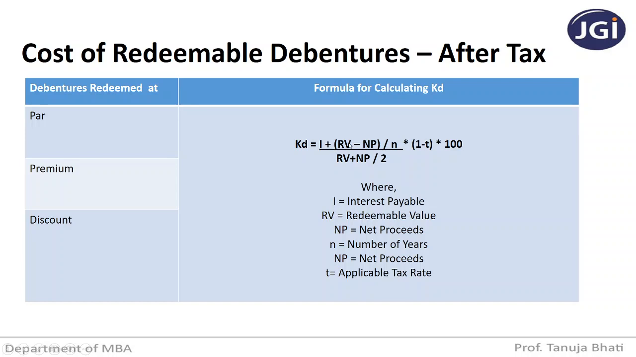So first solve the numerator. Then solve the denominator. Then divide the numerator by the denominator. Then multiply with 1 minus t, and then multiply it with 100. So here again interest will remain the same in all three cases. Only what will change? RV will change depending on whether it is repayable at par, premium or discount, and NP will change depending on whether it is issued at par, premium or discount.